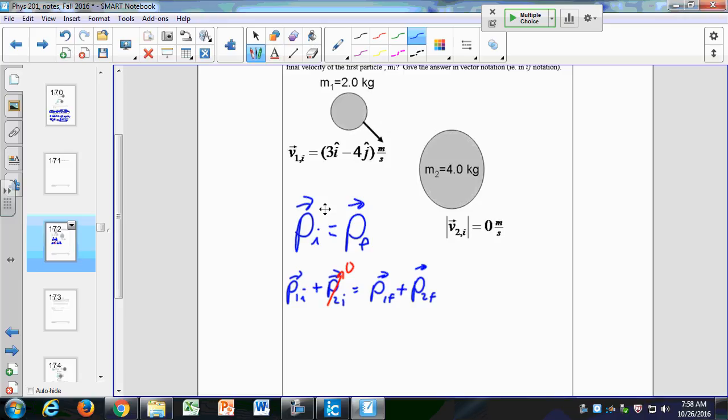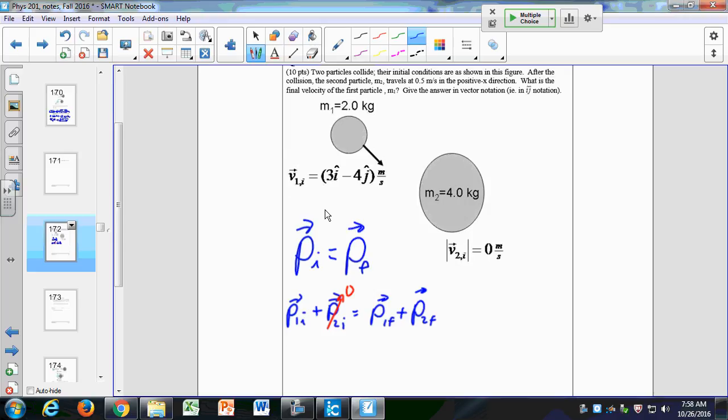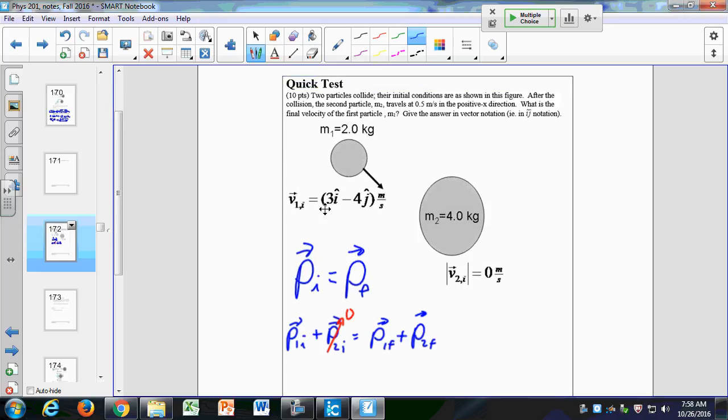All right, folks, your initial setup should look something like this. My only particle that has an initial momentum is P1, because P1 is the only one that's moving. P2 is initially stationary. Is it the final velocity of M1 that I know? It was given, 0.5. Yeah, so I'm looking for V2F.